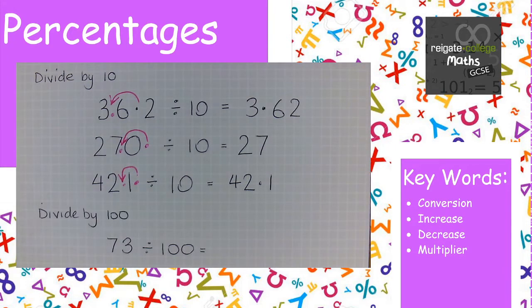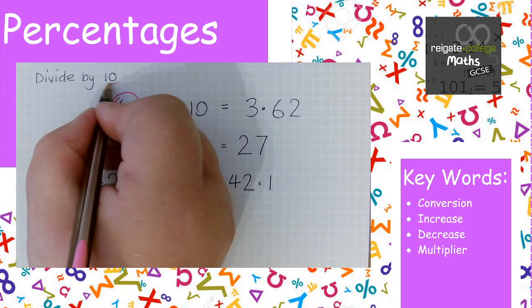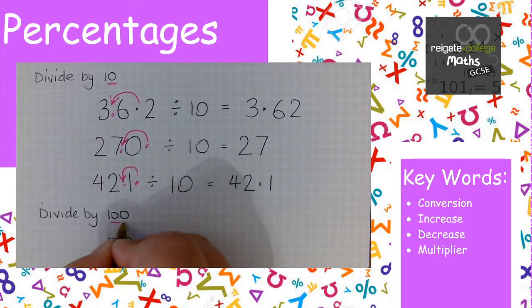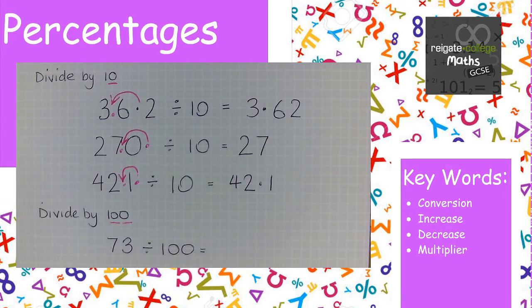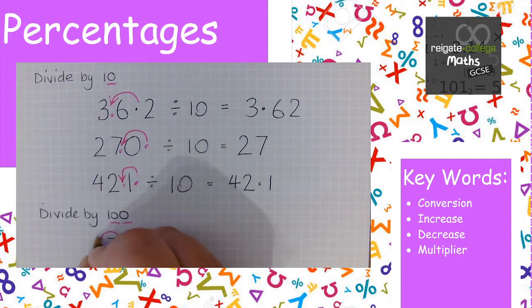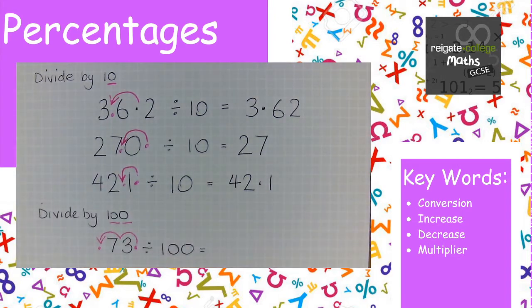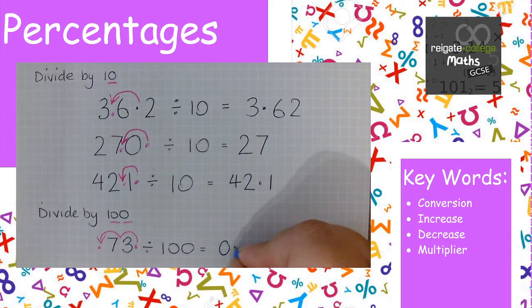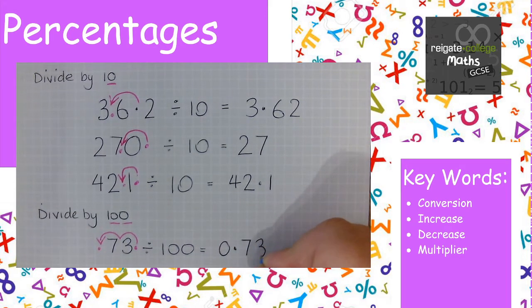If I'm dividing by 100, I'm going to use a similar idea of moving the decimal point. However, unlike 10 that has just one 0, 100 has two zeros, so I'm going to move my decimal point 2 places. So in the example I have here, which is 73 divided by 100, I'm going to insert my decimal point. I'm going to move it 2 places to the left, 1, 2. So my decimal point must appear before the 7. So when I am writing my answer, I'll put a 0 before the decimal point, add in the 7 and the 3, so my answer is 0.73.